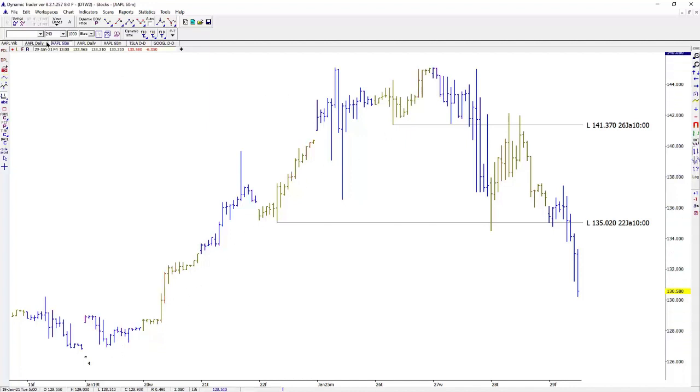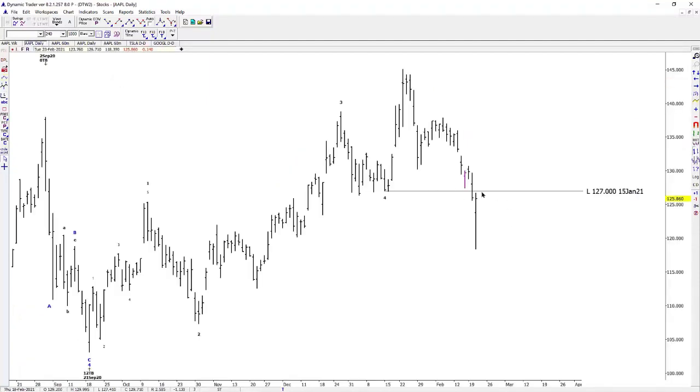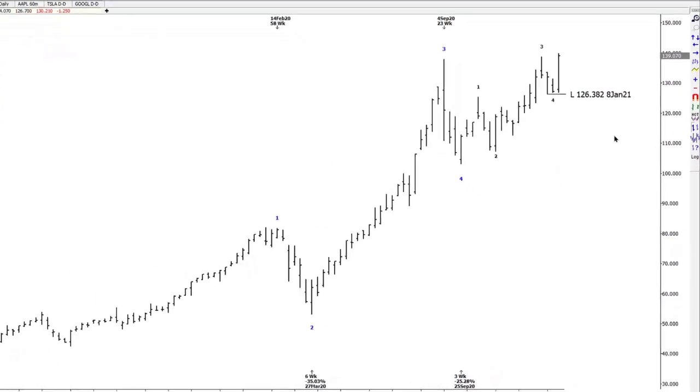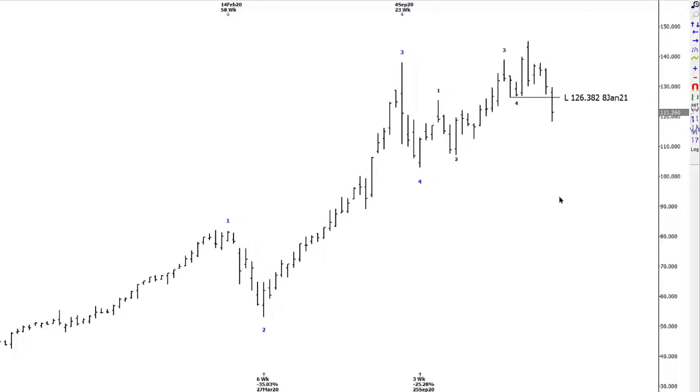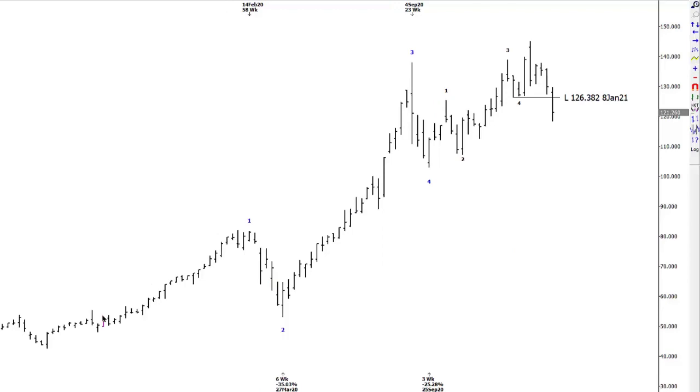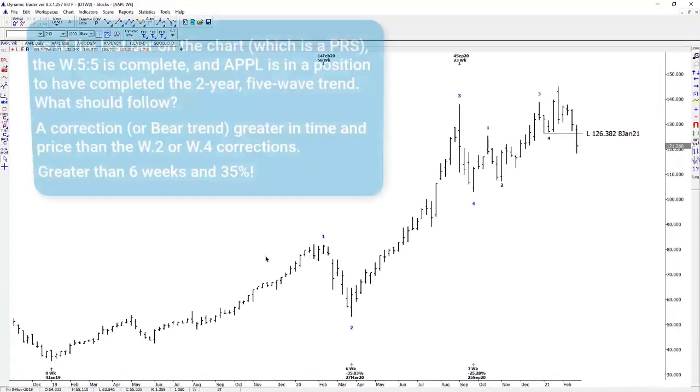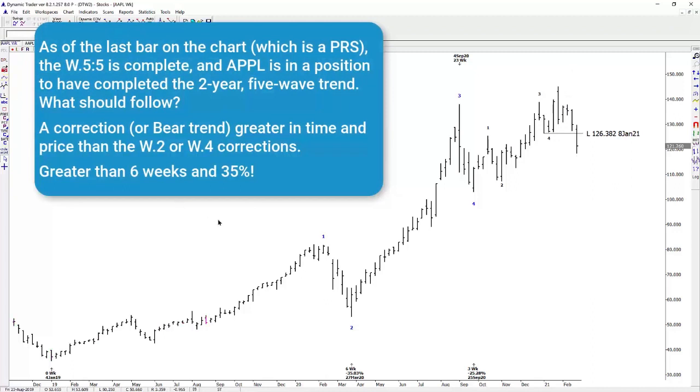So let's go back to the daily data. We can add a few days on here. Confirmed it as of this point in time. Now this is pretty important in that taking out this low indicates, I'll add some data on here, that we've completed, or potentially, we're in a position to have completed a 5-wave trend to the 2019 low, which would be followed by at least, anyway, a correction greater in time and price than the wave 2 or the wave 4. So potentially greater than a 6-week correction, potentially greater than 35%.